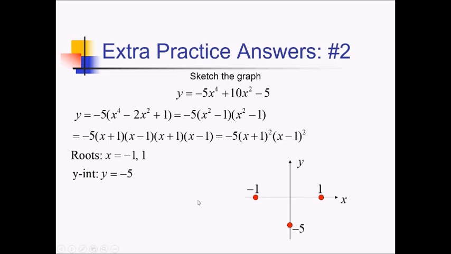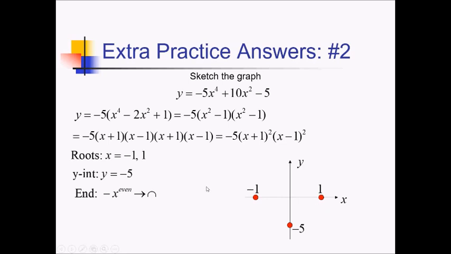Now for the end behavior, we look at the lead coefficient, or the lead term in general. So that's this negative 5x to the fourth. That's a negative x to an even power. So that means this is going to behave like a negative x squared, like an upside down parabola, starting below the x-axis, ending below the x-axis.